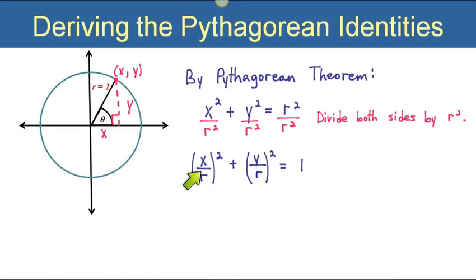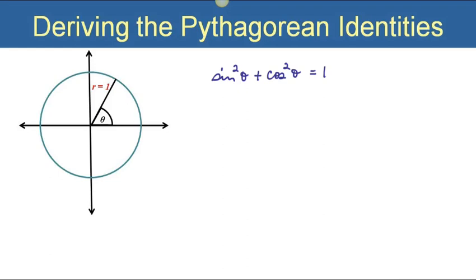Now, when you see it in this form, you may recognize x over r is the definition of cosine. So x over r squared becomes cosine squared, y over r squared becomes sine squared, and that's equal to 1. But usually instead of writing cosine squared plus sine squared, we write sine squared plus cosine squared equals 1.